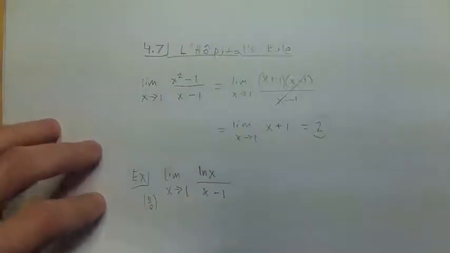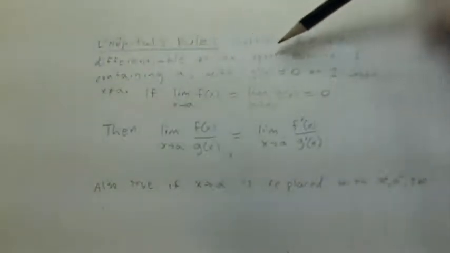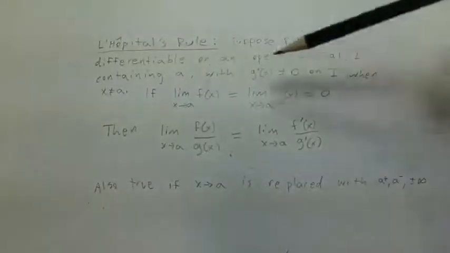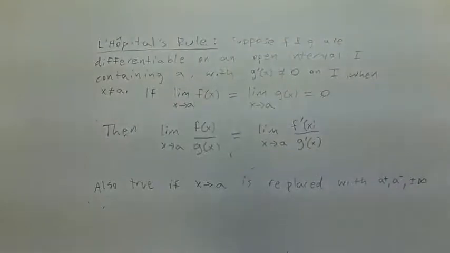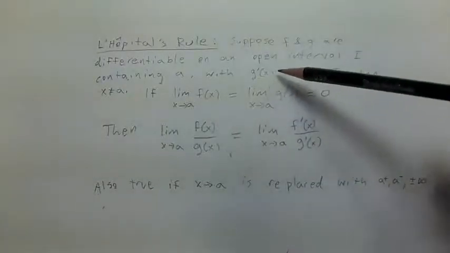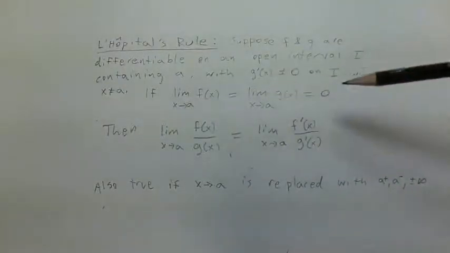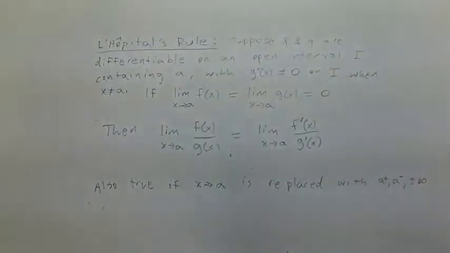All right, so let's give L'Hopital's Rule quickly. This first bit is just some introductory things, but basically, if we have f and g differentiable on an open interval I containing a, with g prime of x not equal to 0 on I when x is not equal to a. So let's assume everything is working the way we want it to. f and g are differentiable, so we can take their derivatives, and we don't want g prime of x to be identically 0 on this interval.